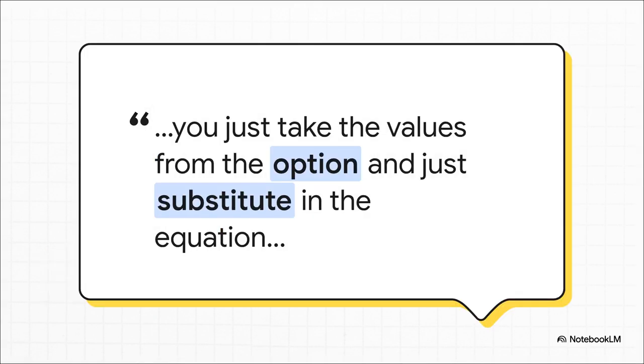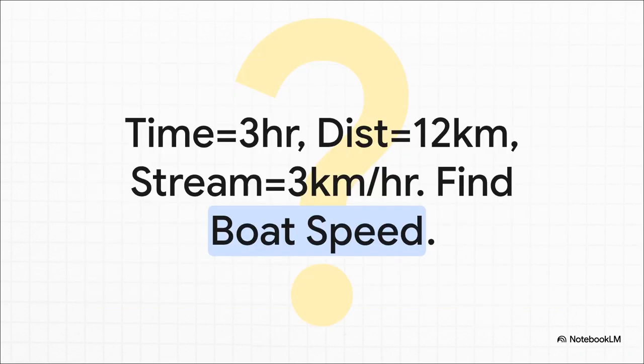And here it is. This is the secret weapon. Instead of doing all that painful algebra to solve for the variable, you work backwards. You actually use the multiple choice answers that they give you in the question. Let's try this technique on a real placement level problem. The total trip, back and forth, takes 3 hours. The distance one way is 12 kilometers, and the stream speed is 3. We just need to find the boat speed, B.